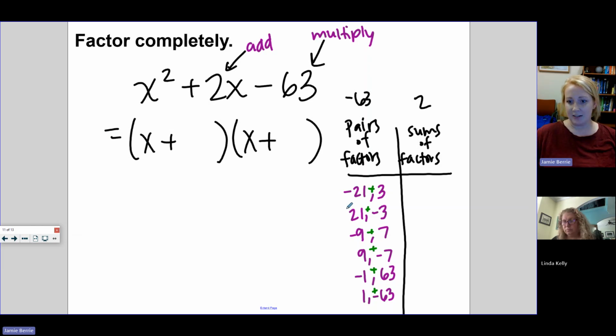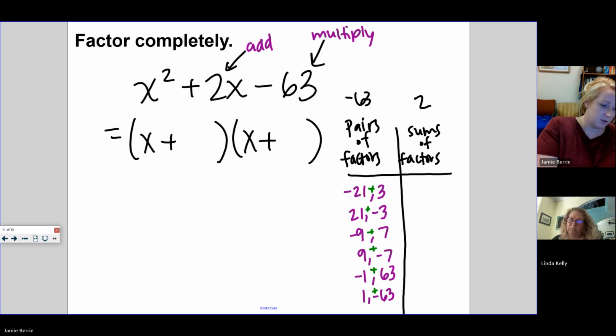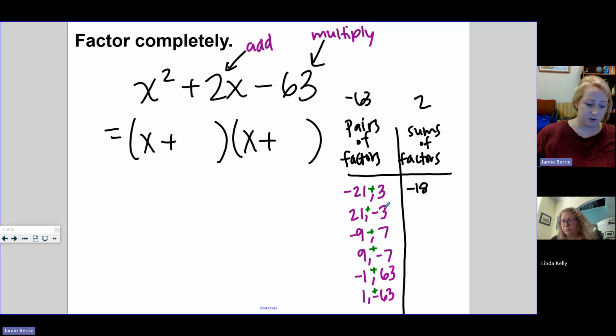So now I'm just adding these together. So negative 21 plus 3 is negative 18. 21 plus a negative 3. That's the same thing as saying 21 minus 3, which is positive 18.